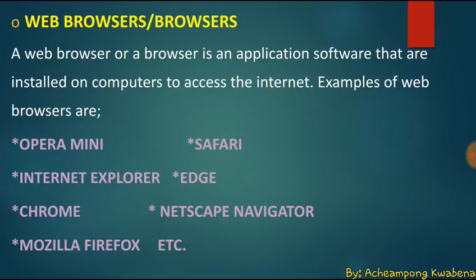A browser is an application software that is installed on computers to access the internet. So whenever you want to display the content of a web page or a website, you need to get this application installed on your computer. So in each window, it displays whatever you search for on the internet. Examples of browsers are what we have below.